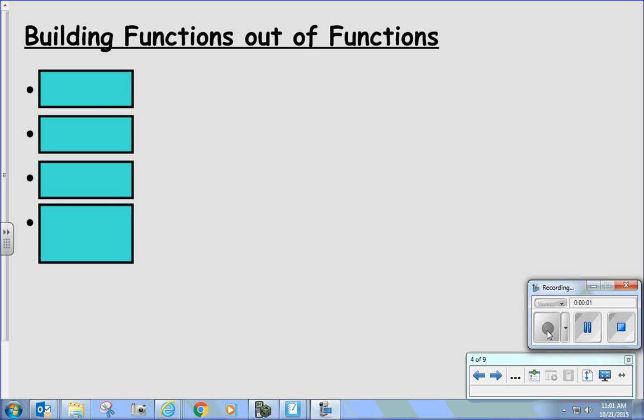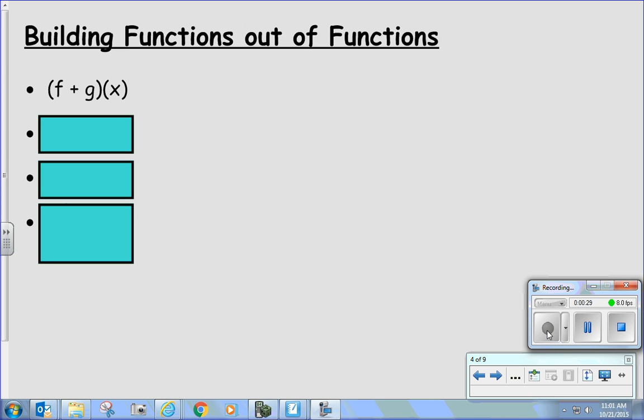Building functions out of functions, all right? So if we're given two functions, which are really just two equations, we can add two equations. Before, we've subtracted, we've multiplied and divided, and this is just the notation for that. If I want to add two functions, f of x and g of x, that's the notation telling you to add the two functions. It's f plus g of x.